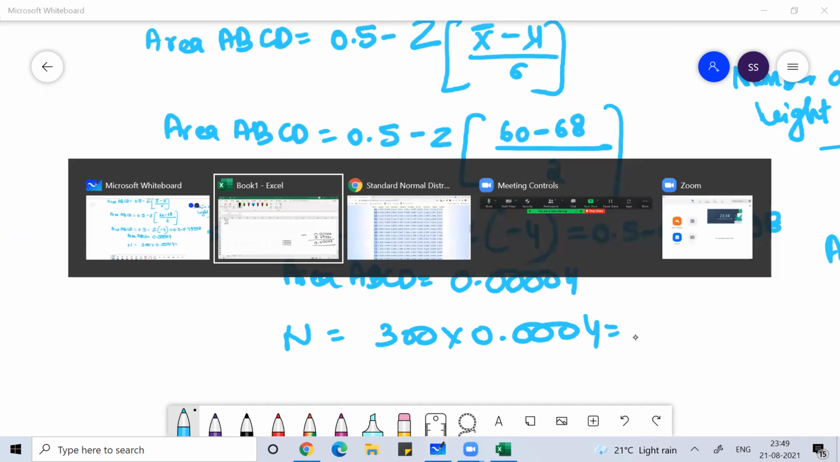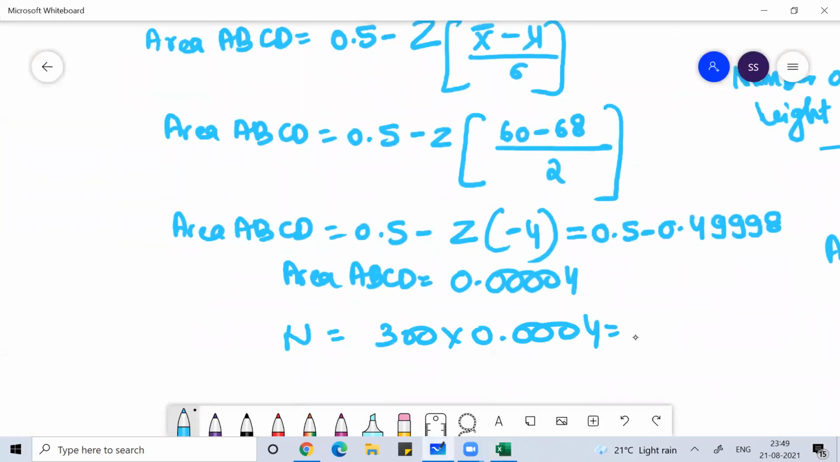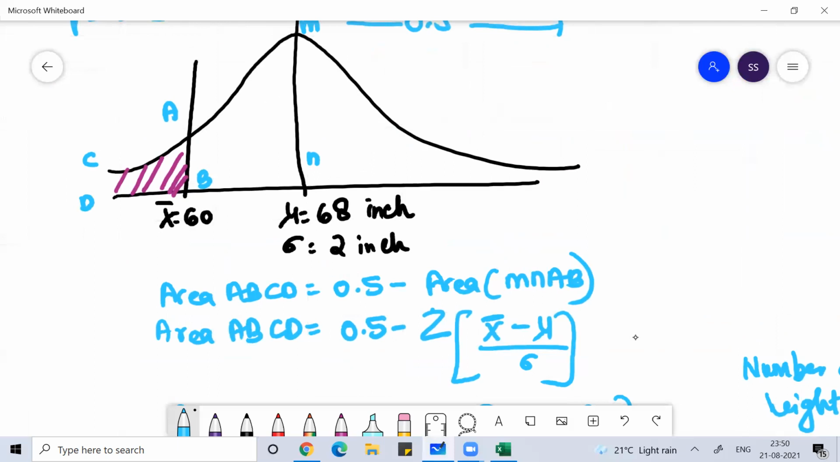I don't know why they create questions like this. This will create error and all students get confused. 0.0095. Number of students cannot be 0.0095, right? It's not even one student. The number is kind of zero only. Are you getting me right? So it would be a very small area, very small area.